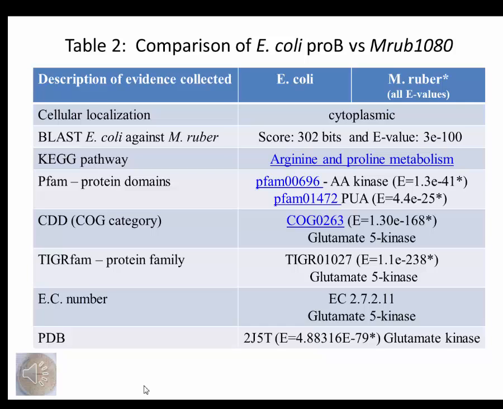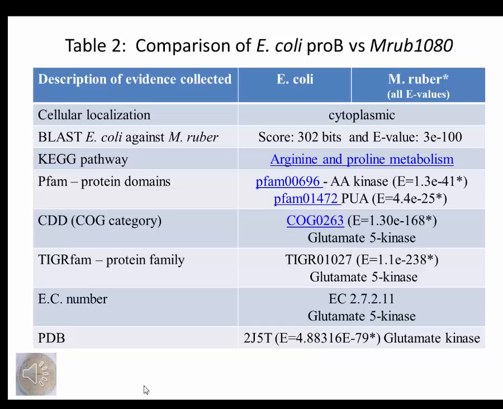Now, the PFAM, we did get two PFAM domain categories coming up. One is an amino acid kinase, which is exactly what glutamate kinase does. It adds a phosphate group to glutamate to get glutamyl phosphate. Now, the other PFAM domain, 01472 PUA, again, a relatively low E value.